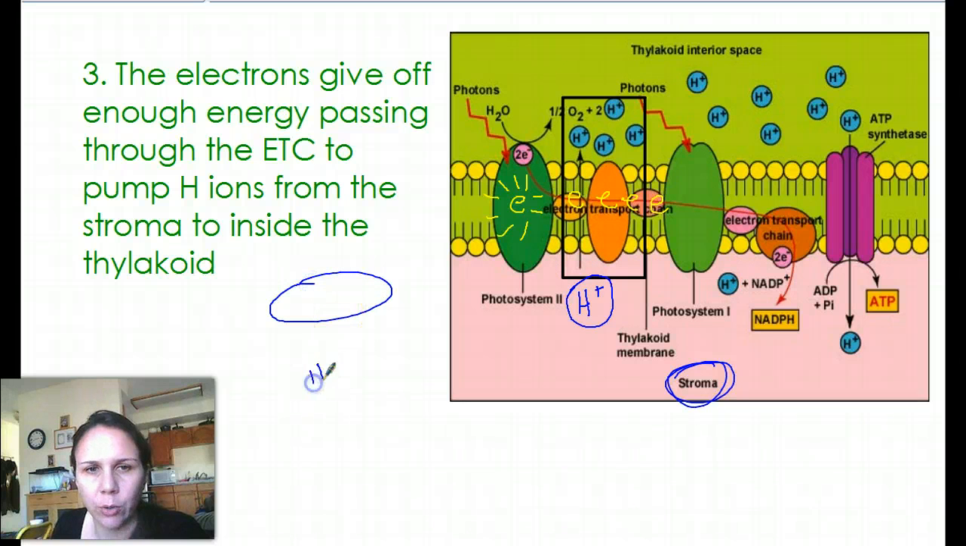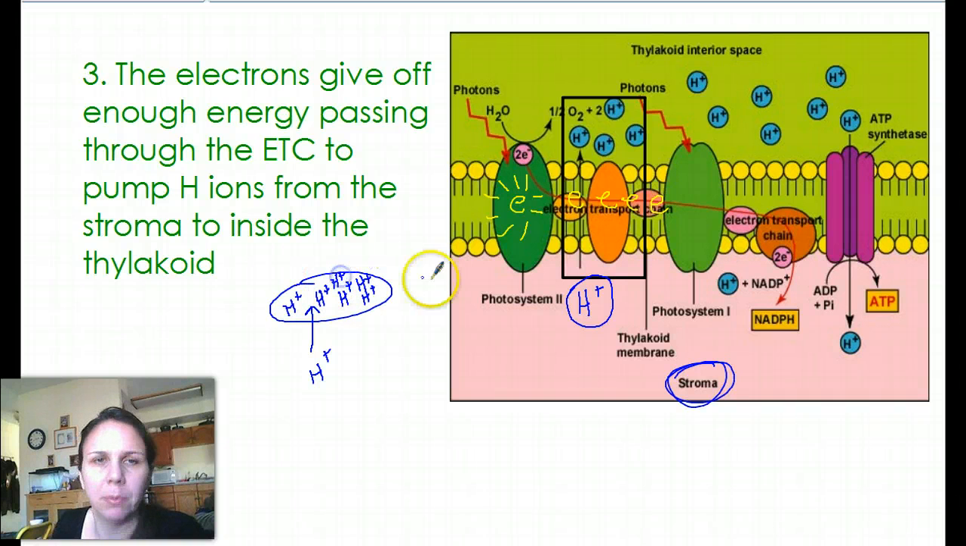So here's a thylakoid, here's my hydrogen ions, and I'm packing them tight inside of here. So my thylakoid is now starting to get a little crowded inside. It's kind of like trying to stuff too many people in an elevator. So the energy that the electrons are giving off, energy, energy, energy.